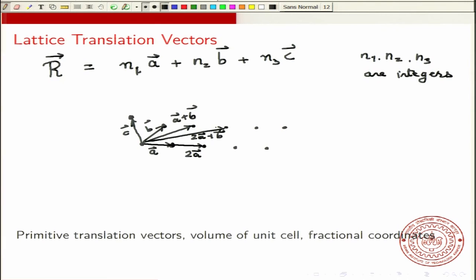And now let us look at the primitive translation vectors, this a, b and c. So a, b and c are the primitive translation vectors. Now, if you just take a, and I had b, and if I take c, now if I imagine that I construct a volume using a, b and c, using these three vectors, I construct some sort of volume.